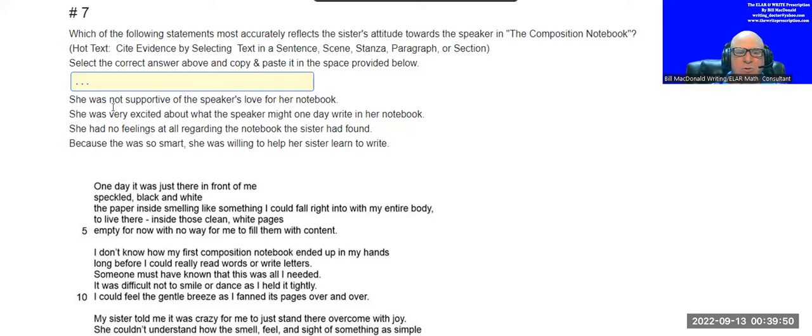So which one is not true? She was not supported. So she was not. Which of the following statements most accurately reflects the sister's attitude? Again, because highlighting is going to be something that for sure will be allowed, do a lot more of that until we're sure that they're going to allow some other things. Okay. A reflection is like a mirror image, the sister's attitude towards the speaker.